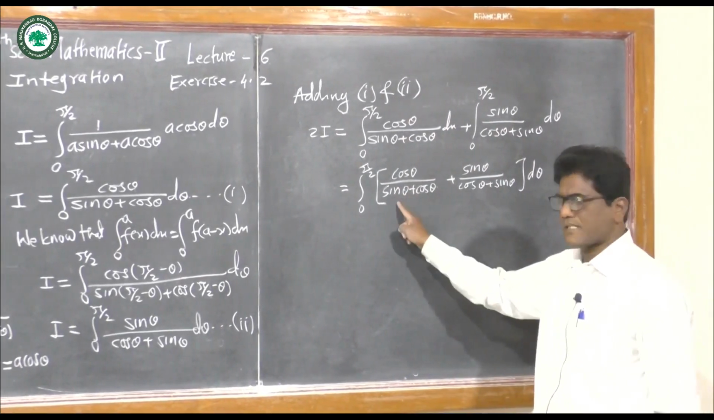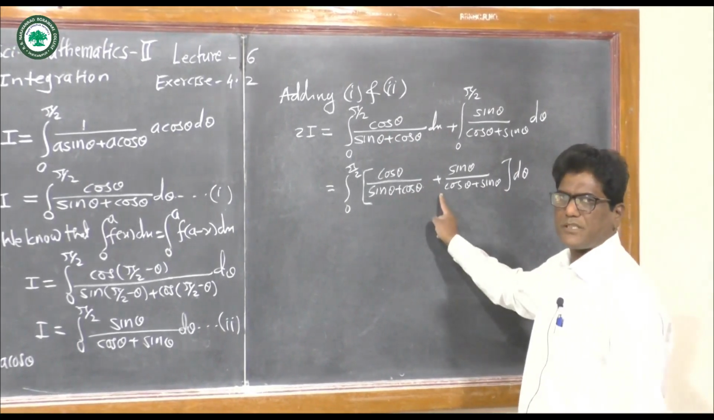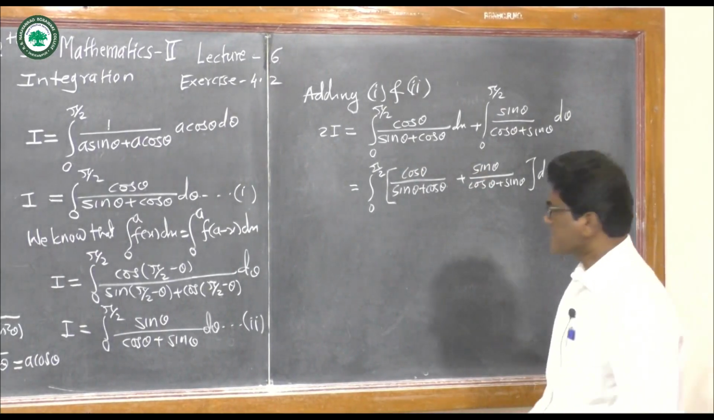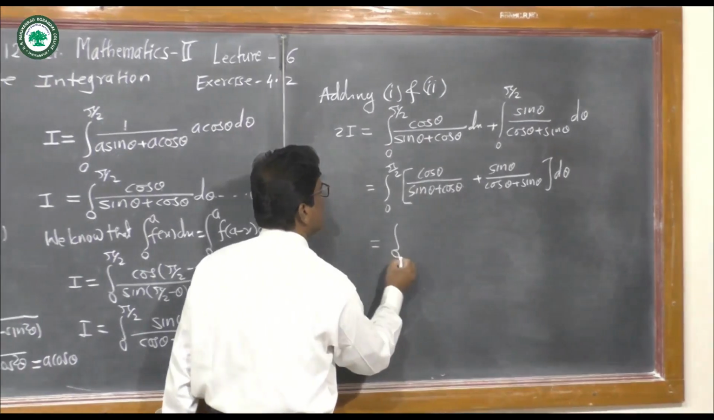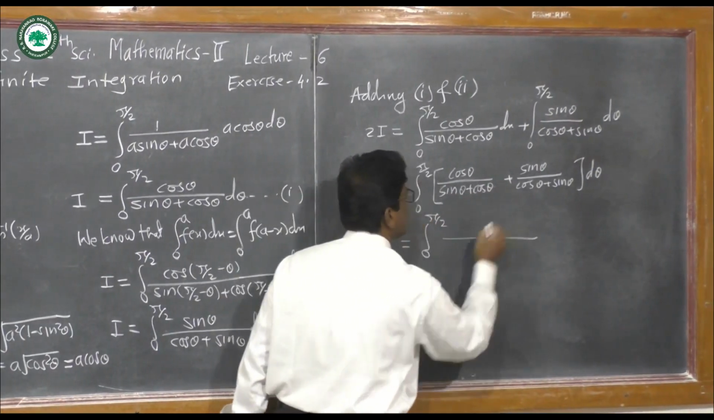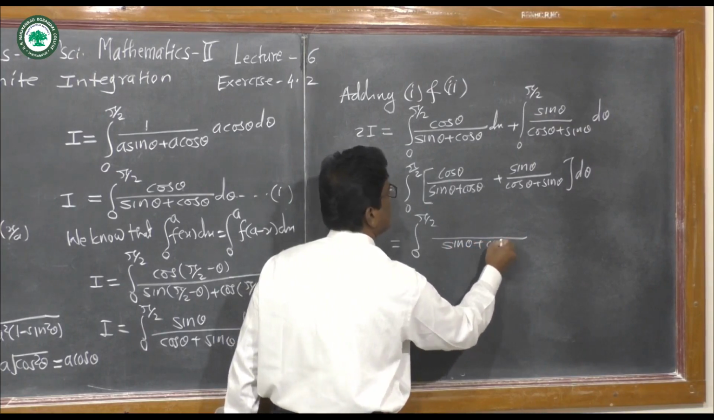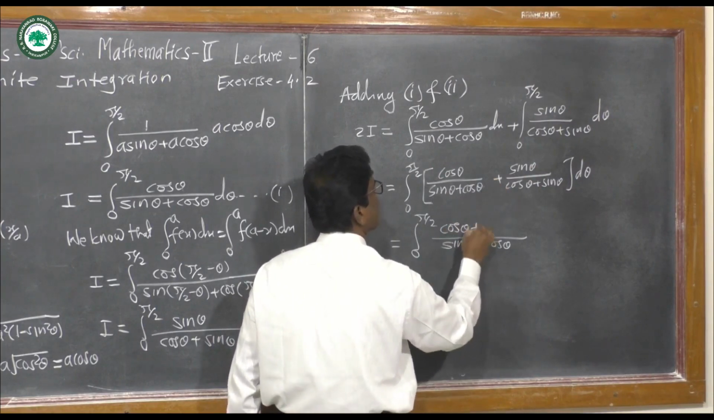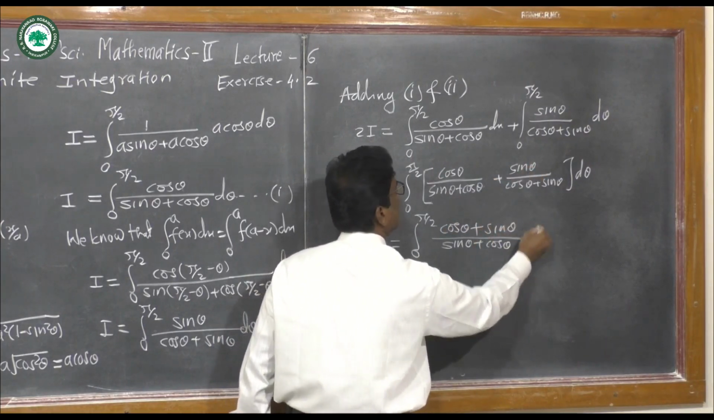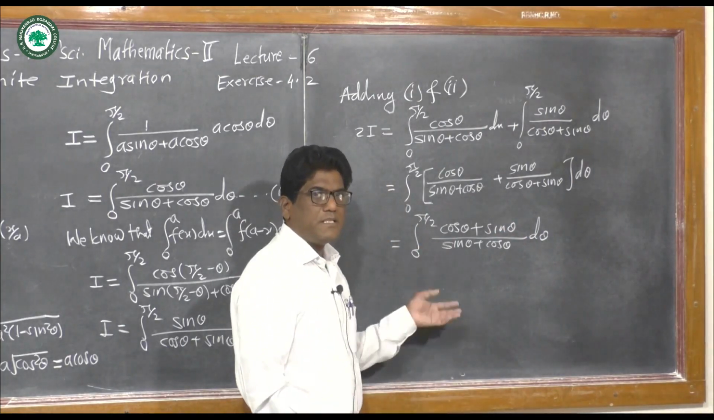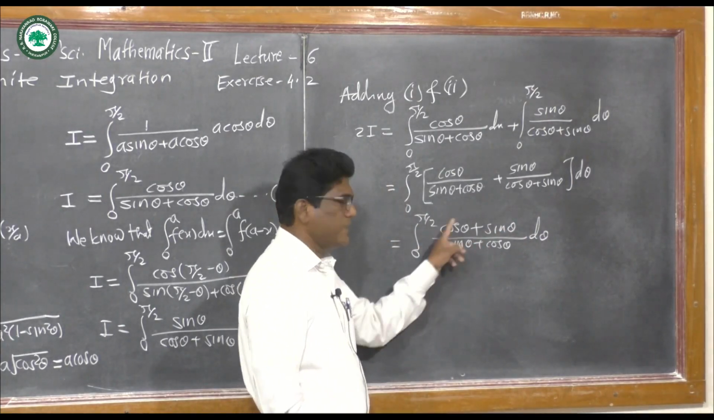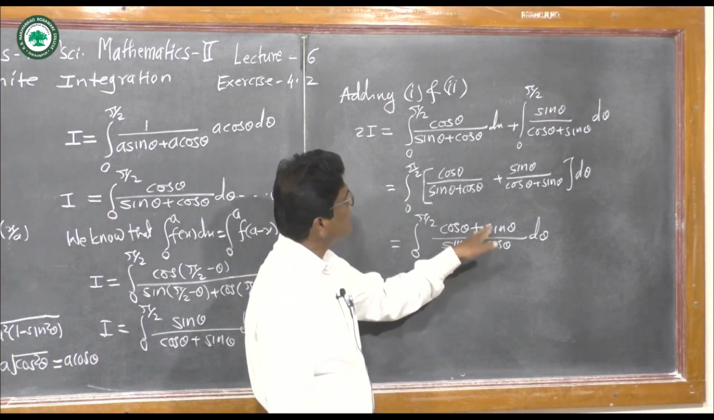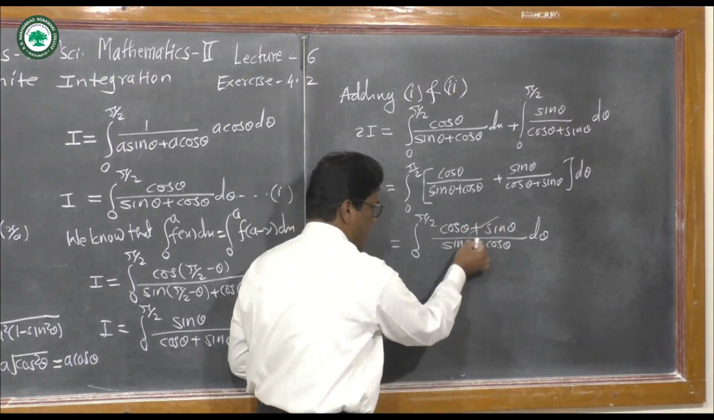Now observe the denominator. Here sin theta plus cos theta, here also sin theta plus cos theta. Denominator is same, so we add the numerators, keeping the denominator as it is. So it is equal to integration 0 to pi by 2, denominator sin theta plus cos theta, and numerator here cos theta plus sin theta d theta. Now numerator and denominator are the same, sin theta plus cos theta. Here also sin theta plus cos theta. We know that 3 plus 2 is 2 plus 3. So sin theta plus cos theta and cos theta plus sin theta is the same, so we cancel this.